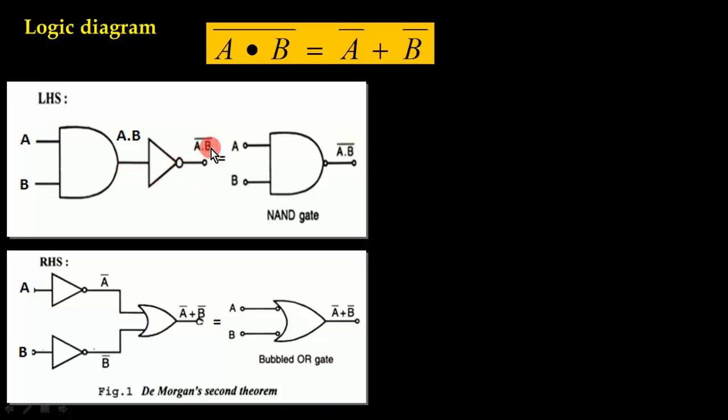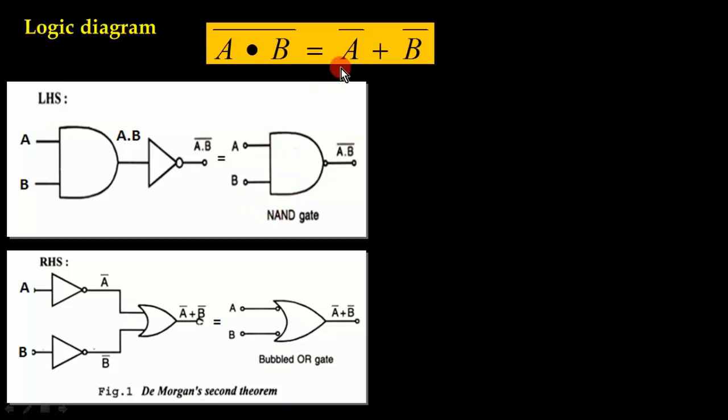So this is (A dot B) complement, or this is simplified as: this is our AND gate and the NOT is shown by a bubble. So the bubble is here. So this is nothing but a NAND gate. This is the symbol of the NAND gate. So the left hand side in De Morgan's second theorem represents the NAND gate.